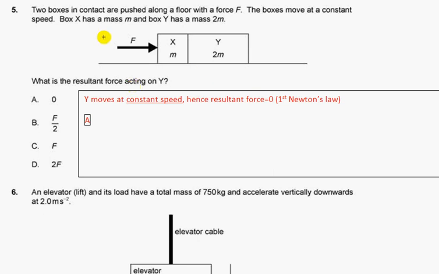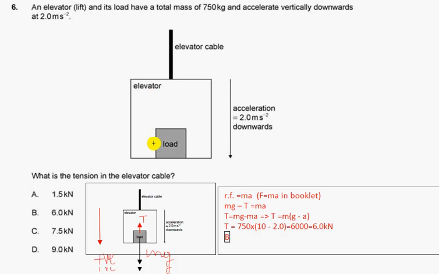Two boxes in contact are pushed along a floor with a force. The boxes move at a constant speed. Box X has a mass m, box Y has a mass 2m. What is the resultant force acting on Y? Here the tricky word is constant speed. Constant speed. You don't do anything. Constant speed, resultant force is 0. So we choose answer 0. Next question.